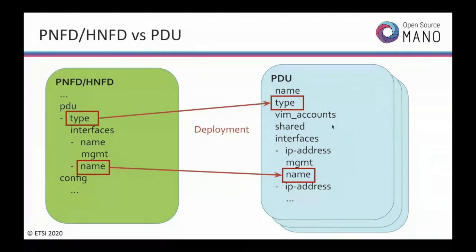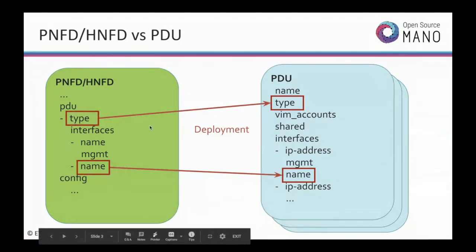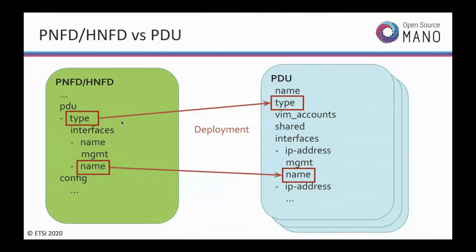And then when you instantiate a network service that consumes a PNF, OSM goes and sees, okay, do I have any PDU available modeled with this PNF? Yes, there are 3 routers, router 1, router 2, router 3. Okay, I will take the first one.